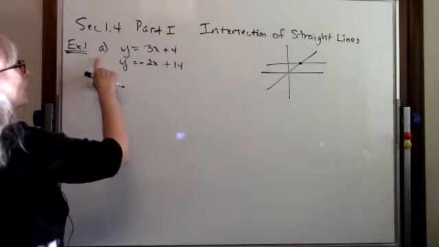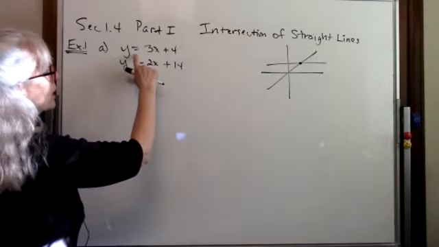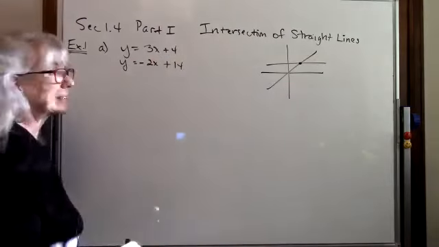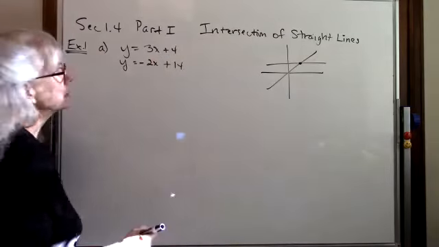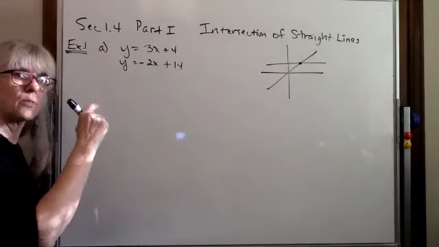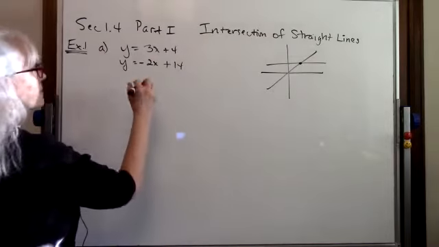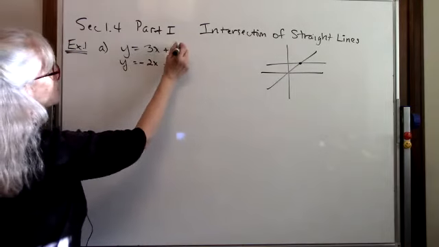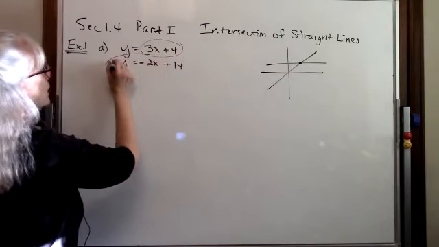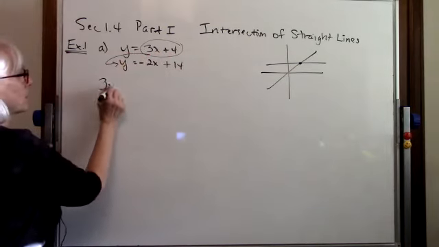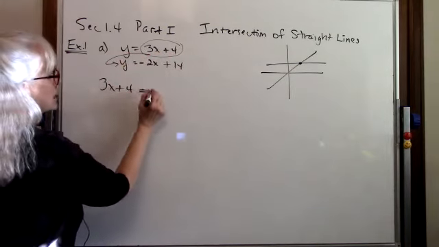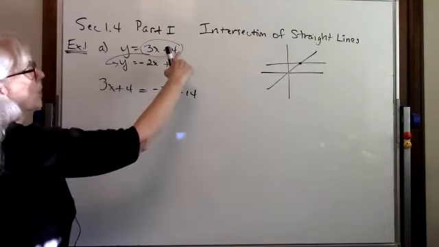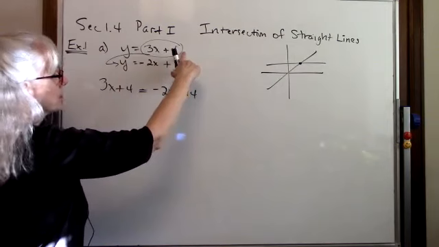So example 1a, we have two equations, y equals 3x plus 4, and y equals negative 2x plus 14. Both of these are linear equations or linear functions. We're going to use the substitution method for this example, mainly because they're both set up as y equal to. So I'm simply going to substitute the 3x plus 4 in place of this y. And that would give me a brand new equation that has just a single variable in it.